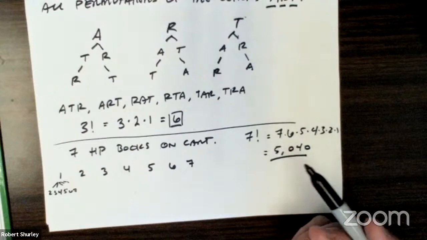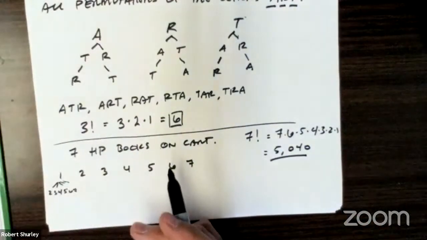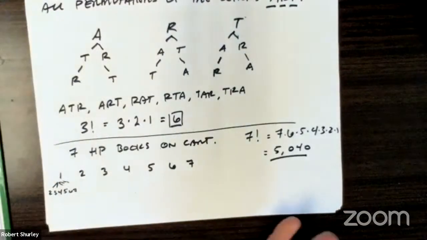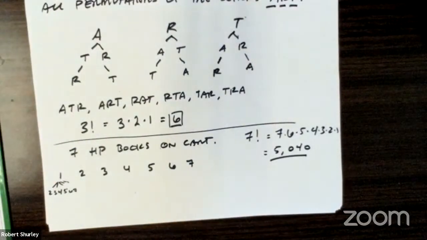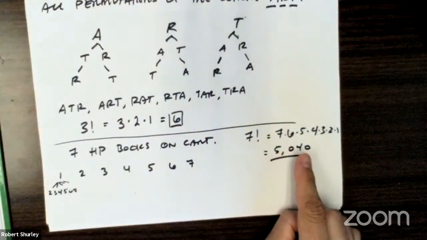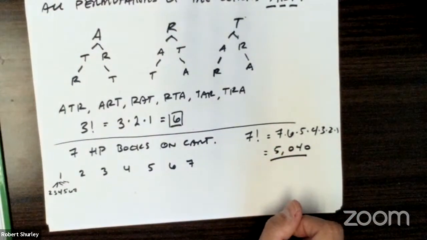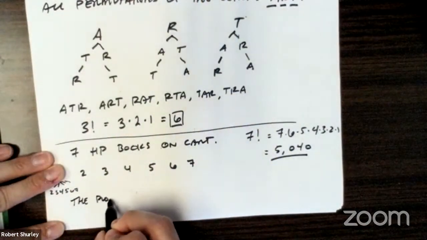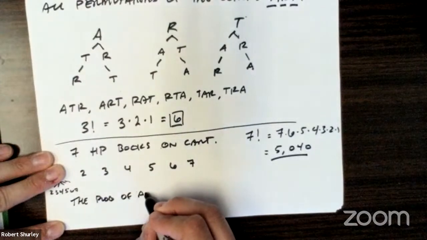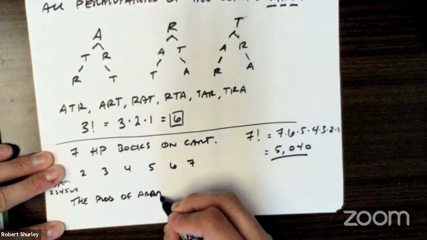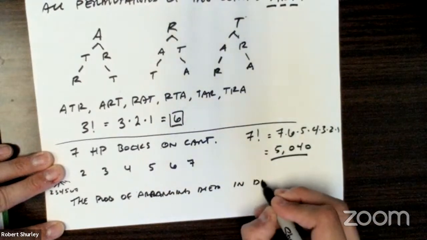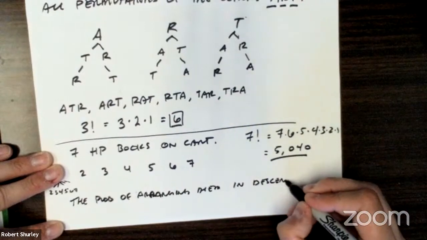Well, now I'm going to try to bleed in probability. So let's say you're blindfolded in this library. All you've got in front of you are these 7 Harry Potter books. You have no idea what order they are, but we know there's 5,040 different ways to order them. What if you wanted to know the probability of arranging them in descending order or ascending order? Doesn't matter. We'll do descending order.